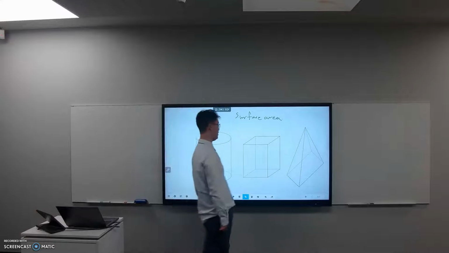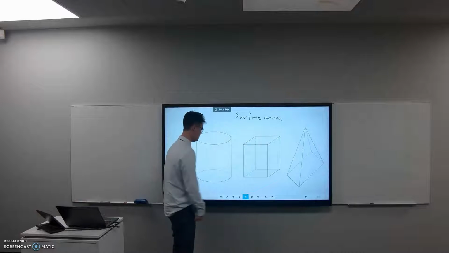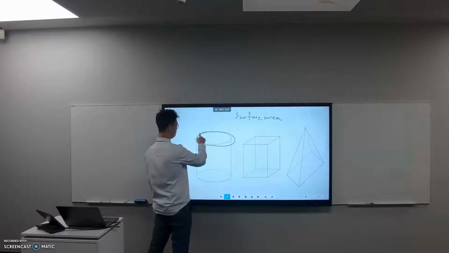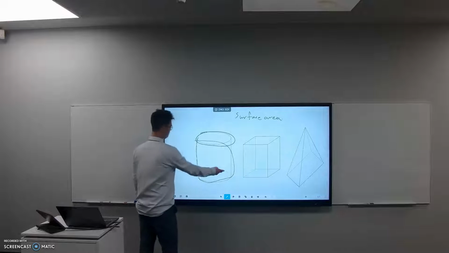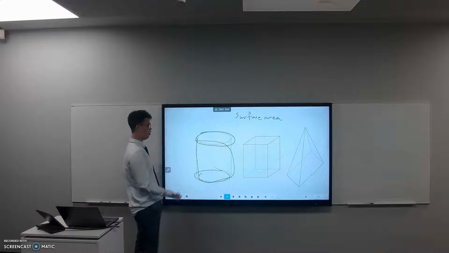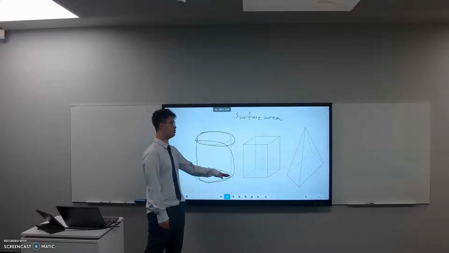So let's talk about surface area. What is surface area exactly? Well, surface area just means the amount of surface that is making up this shape. So basically, all you have to do with surface area is add up all the shapes possible.